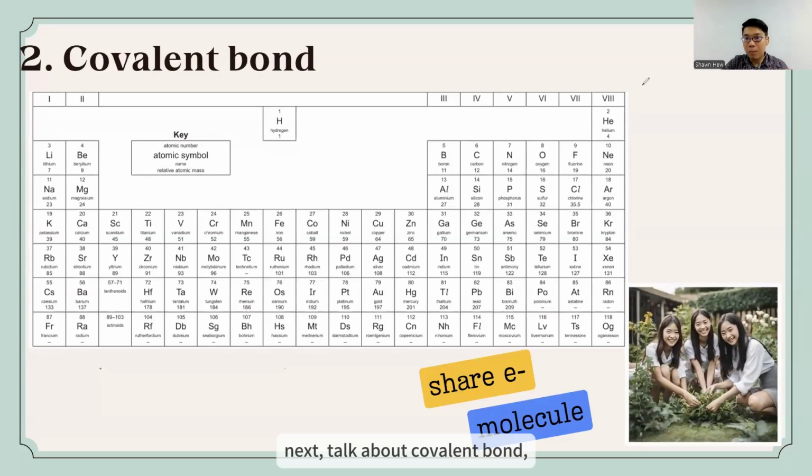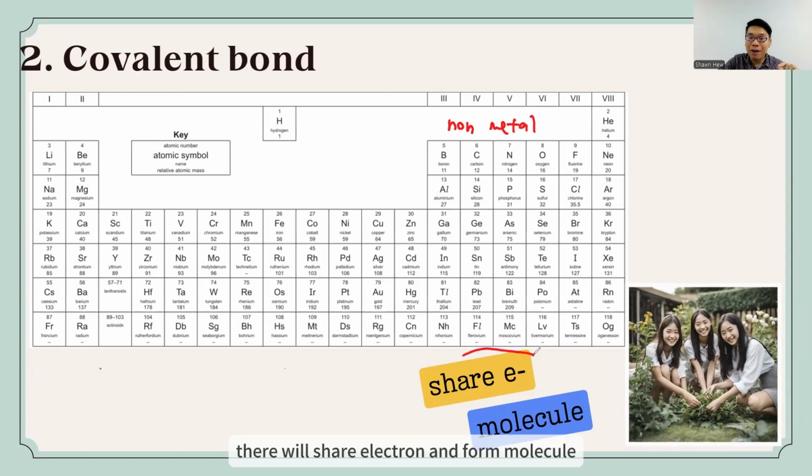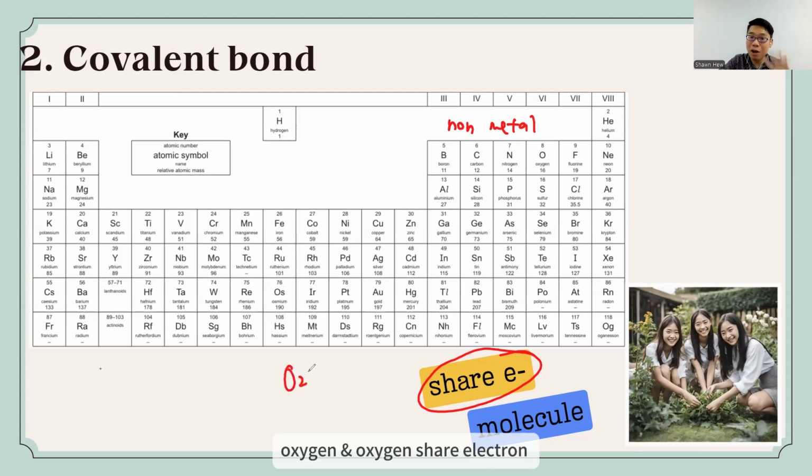Next, talk about covalent bonds. A covalent bond is only between non-metals that will share electrons and form molecules. So we have some very, very famous covalent structures. For example, oxygen. Oxygen and oxygen share electrons. For example, nitrogen. CO2. So in all these situations, they are sharing electrons and forming molecules.